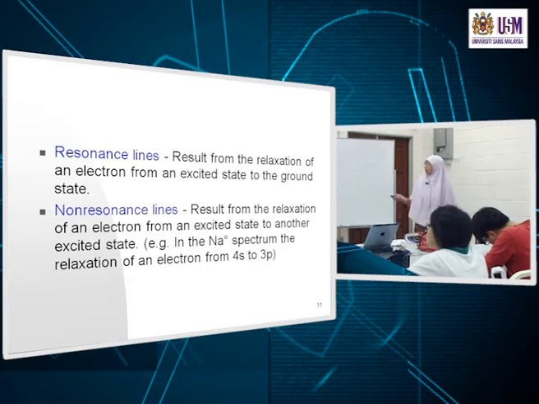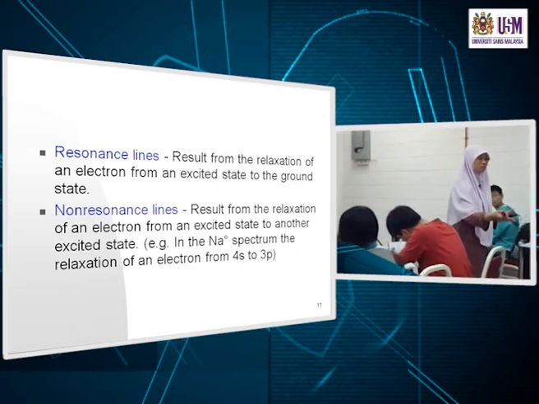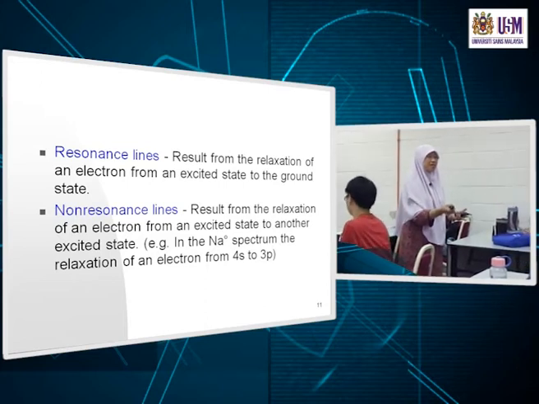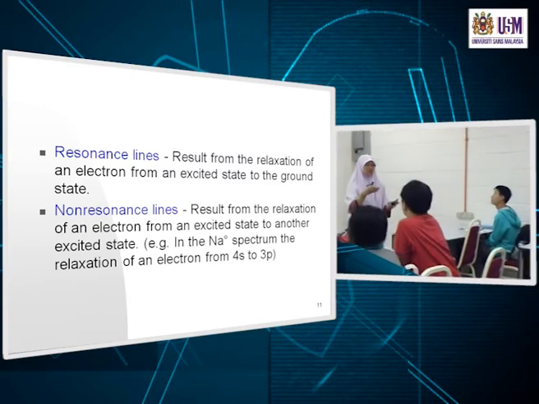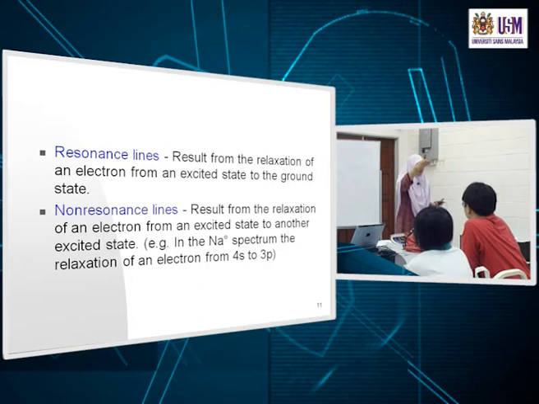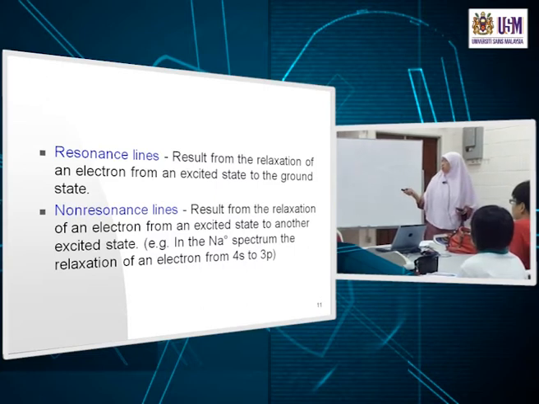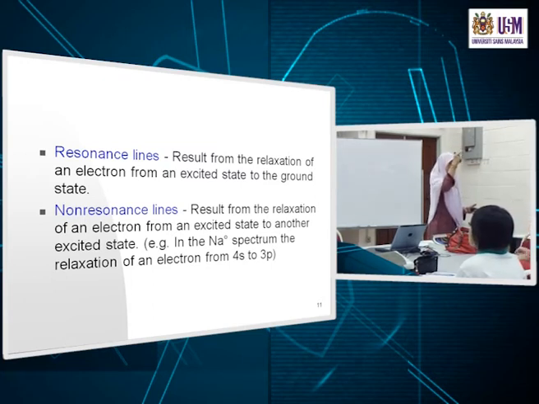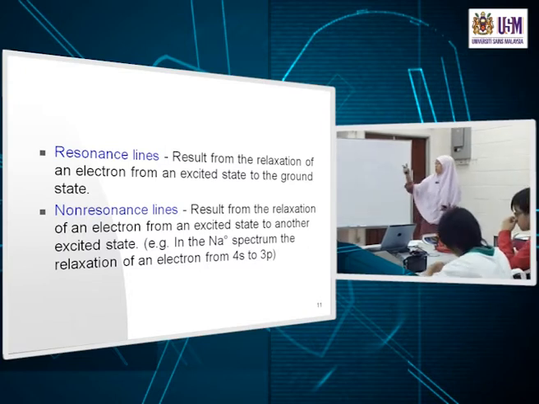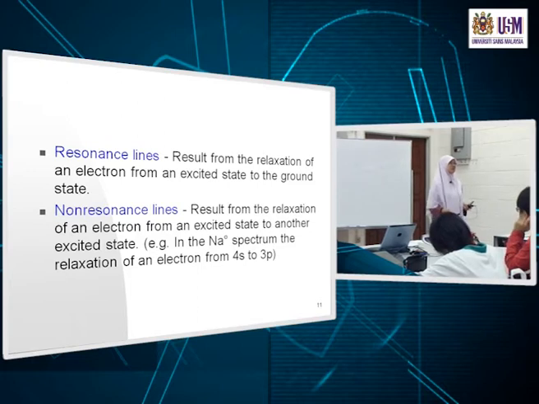For example, remember in sodium, in the ground state, the outer valence electron is in the 3s orbital. So let's say it absorbs some energy, goes from 3s to 3p, and then to 4s. Now if the electron in the 4s relaxes to the 3p and gives out light, that emission wavelength is called a non-resonance line. It jumped from 4s to 3p, and 3p is still not the ground state, so it's a non-resonance line. However, when the 3p goes down to the 3s, that's a resonance line for that particular atom.